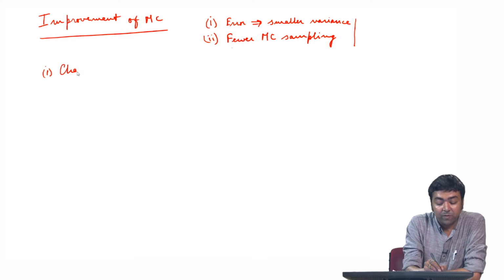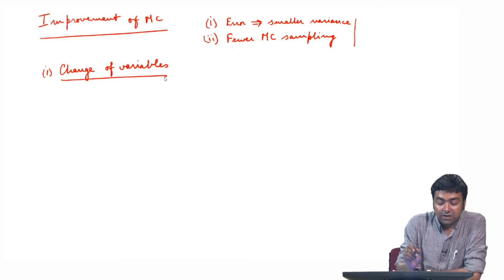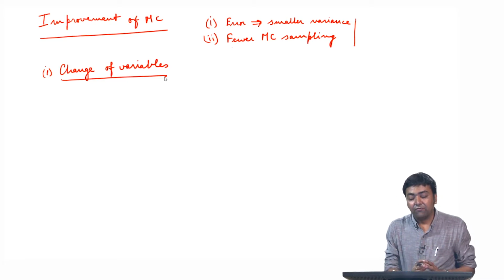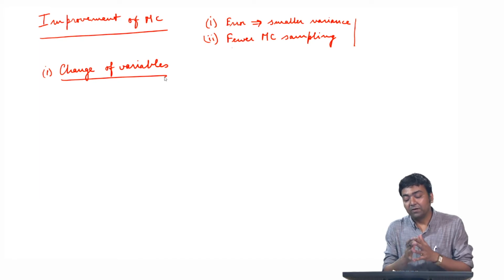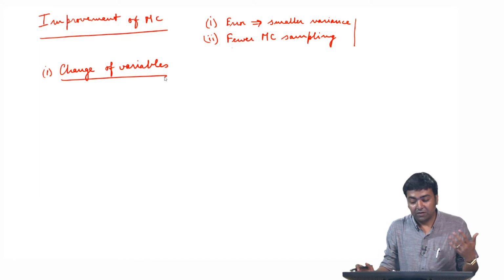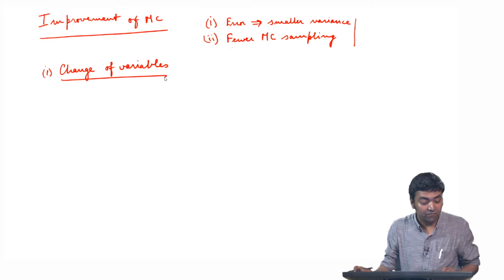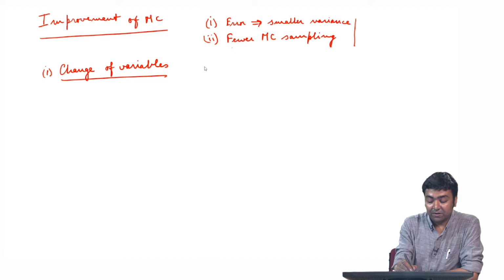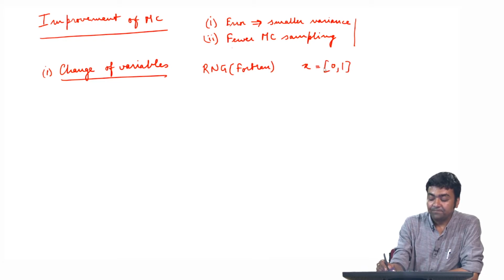One is by doing something called the change of variables. We have all done integration in our calculus, where to simplify the integrand we go from one variable to another variable, and accordingly we change the limits of the integrals and so on. It is basically the same idea which is applied here. My random number generator, which comes with Fortran, gives me random numbers x that lie between 0 and 1.